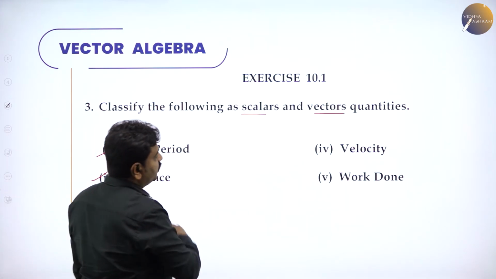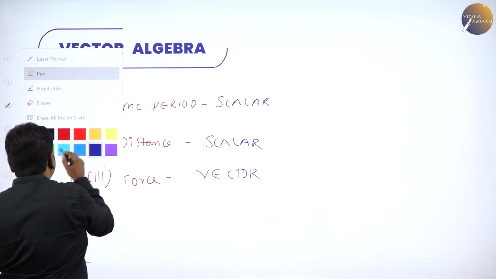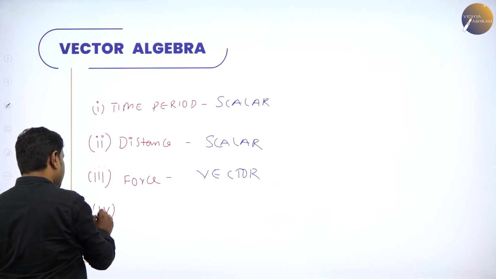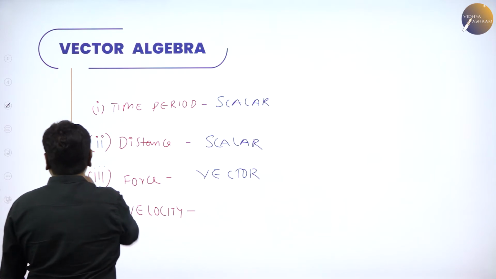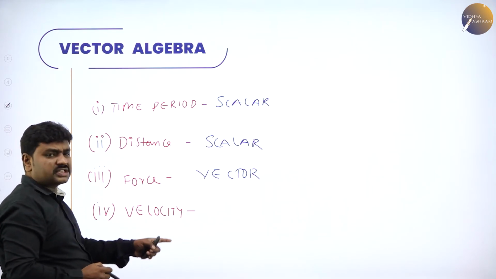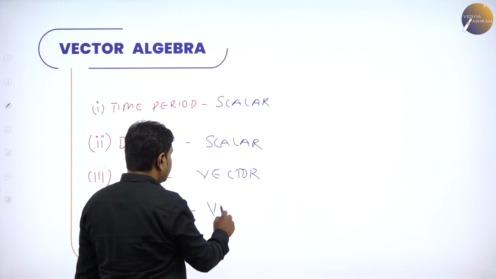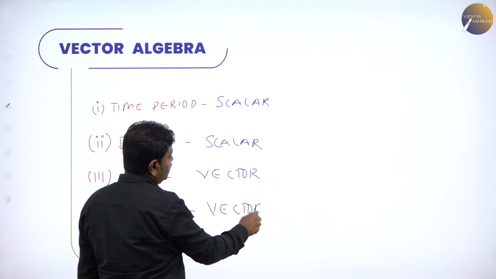And fourth one, velocity. You know, velocity means what? Speed in a particular direction. So velocity will have magnitude as well as direction, which means velocity has to be what? A vector. Velocity has to be a vector.